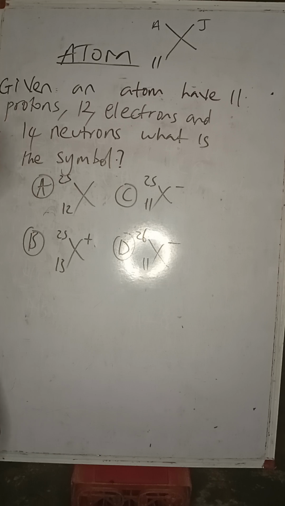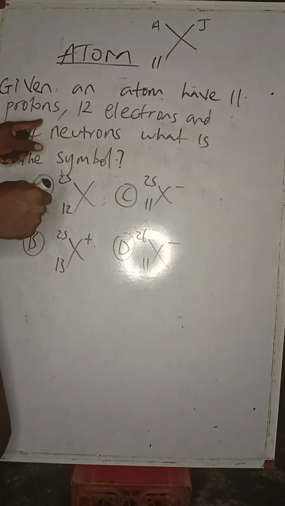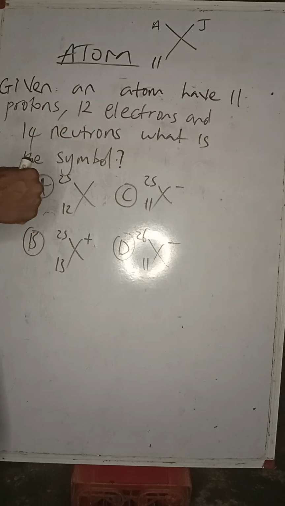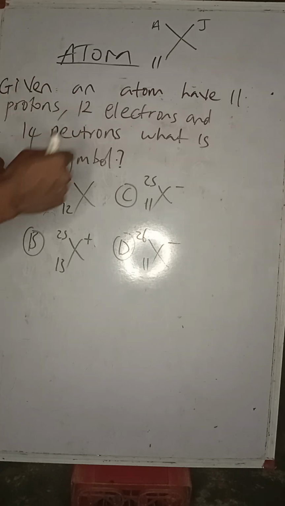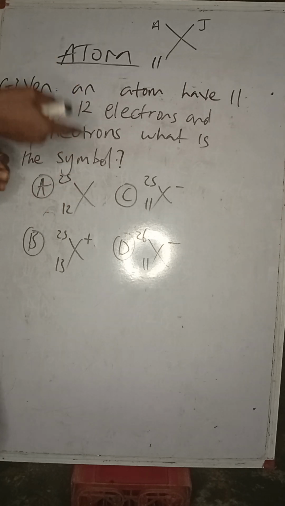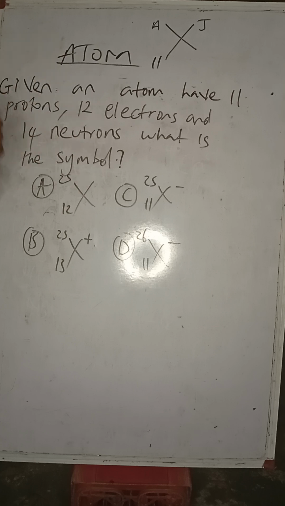What is the electron number? The electron number is 12. So since electrons are more than protons, there is charge. Please note this: if electrons are more than protons, the charge is negative. If protons are more than electrons, the charge is positive.